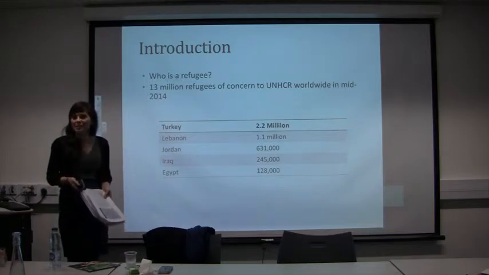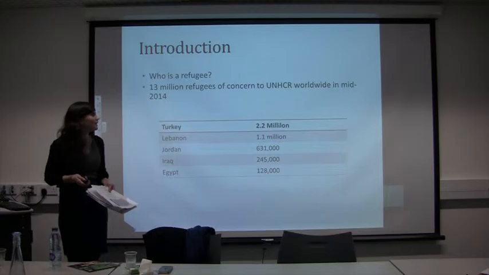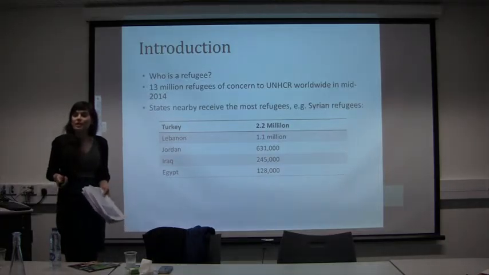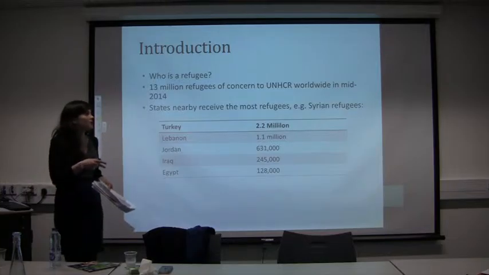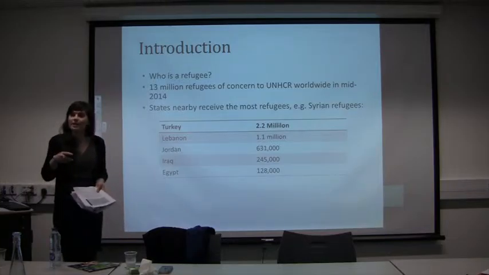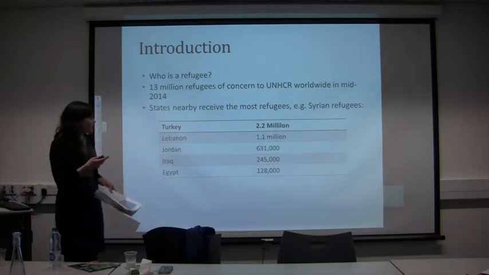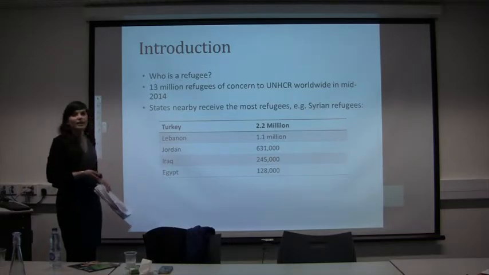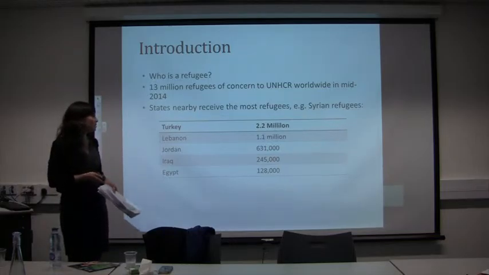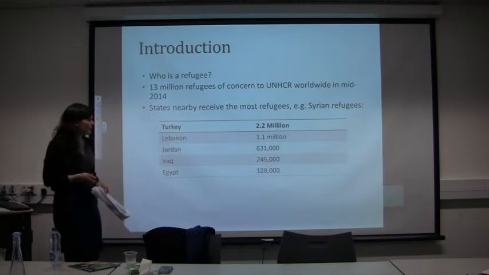Contrary to what we hear in the news about this whole European crisis, most refugees go to states near their own country. So most Syrian refugees, for example, are in states surrounding Syria. To give an idea of where they are, Turkey has by far the most, 2.2 million. Lebanon has 1.1 million.